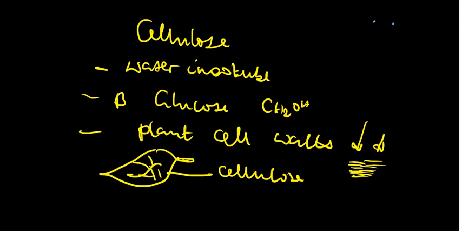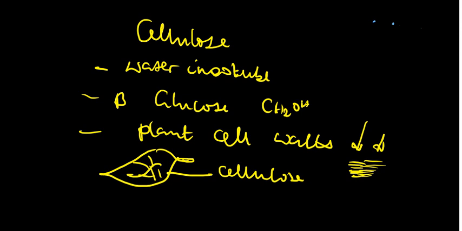So cellulose is the most abundant. This is to tell you that cellulose is commonly found throughout the world. You find that cellulose is in more abundance on the scale of 1 to 10, okay? So cellulose is the most abundant.